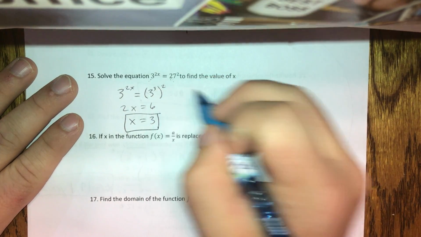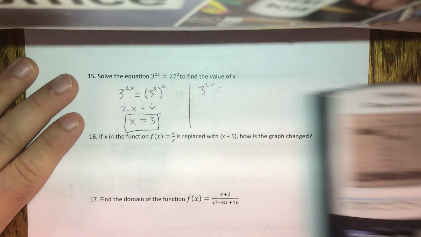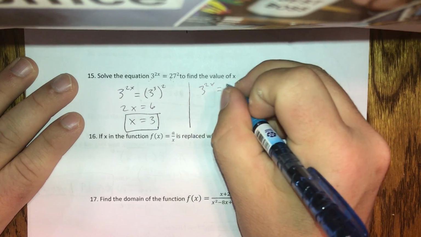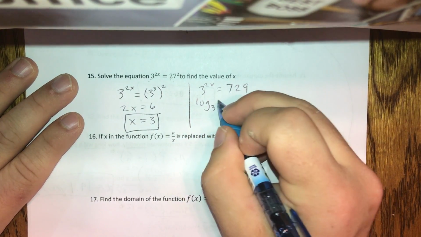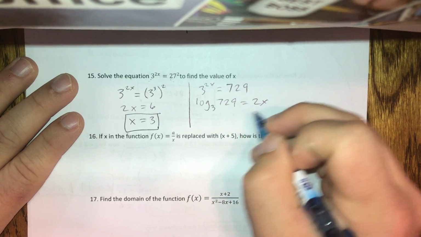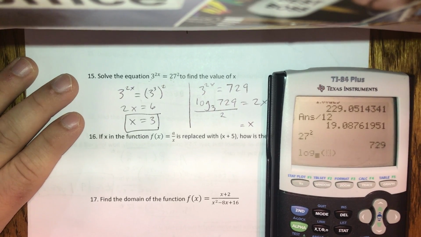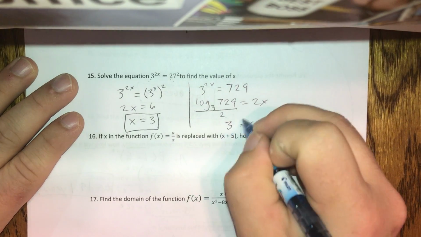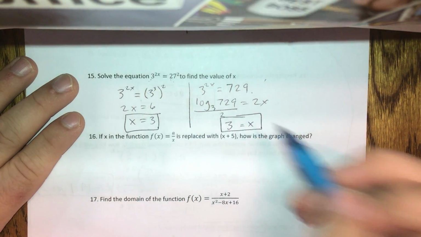However, I think this is probably easier now that we've done logs. And so 3 to the 2x is equal to, I'm going to go ahead and simplify, 27 squared is 729. And now using logs, I'll change it to log. So log base 3 of 729 equals 2x. And we'll divide this by 2 to solve for x. And so log base 3 of 729, and we'll divide by 2 again to get 3. And so again, it doesn't matter which way you want to do it. This way is probably easier, but both get the same answer.